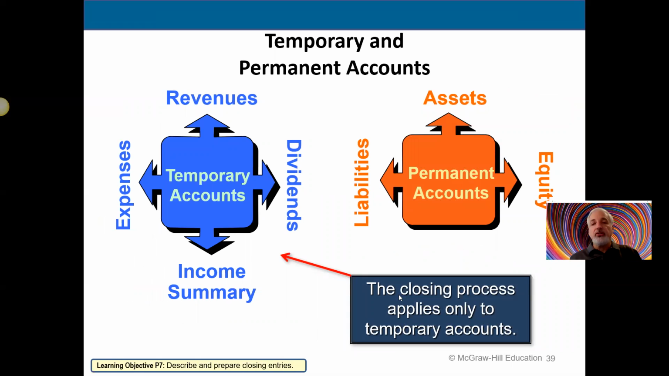I did mention earlier temporary and permanent accounts. Permanent accounts are our assets, liabilities, and equity. The balance sheet isn't going to zero out. The mortgage isn't going to zero out unless we just paid it off. Our vehicles and buildings aren't going to zero out.